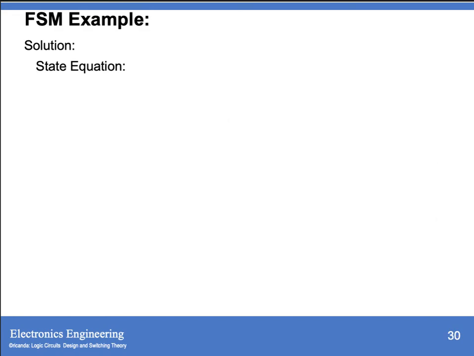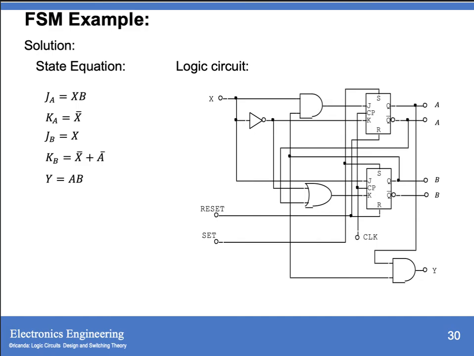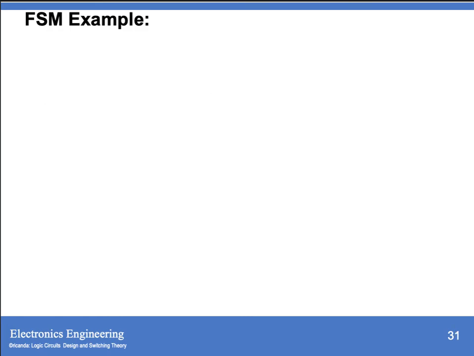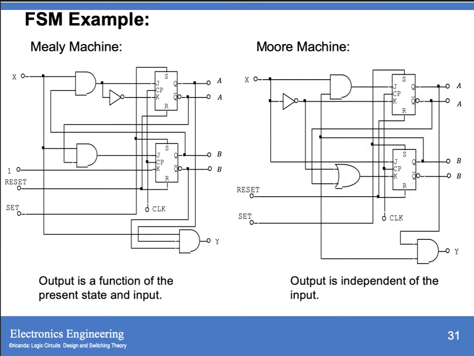So doing your logic circuits, so this is your state equation and this is your logic circuits. So if we compare your logic circuits of your Mealy and Moore, so this is your Moore. Your Moore has no connection from input to output, whereas your Mealy has a connection from your input going to your output. In Mealy, output is a function of the present state and input. For Moore, output is independent of the input.